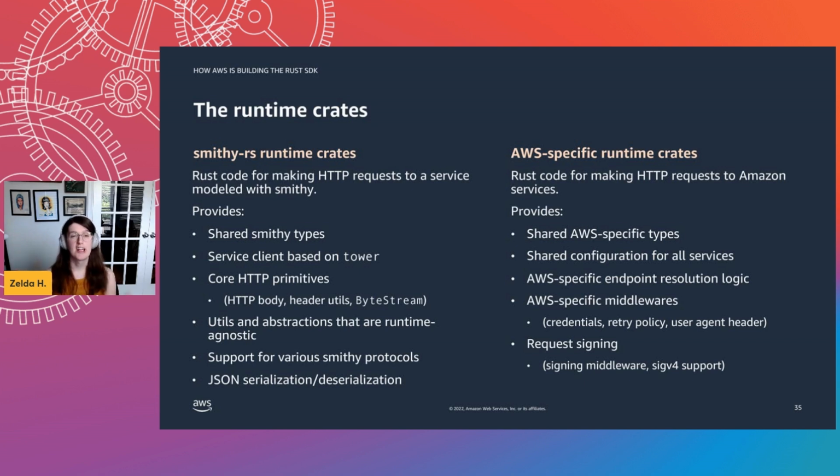And we also have our AWS specific ones. Again, just like with CodeGen, our runtime crates have those two layers, Smithy and AWS. And so this is where we actually define our AWS specific types, where we define how the shared configuration works for all services, where we define how endpoint resolution occurs, where we define our middlewares and how request signing happens and everything it needs for that.